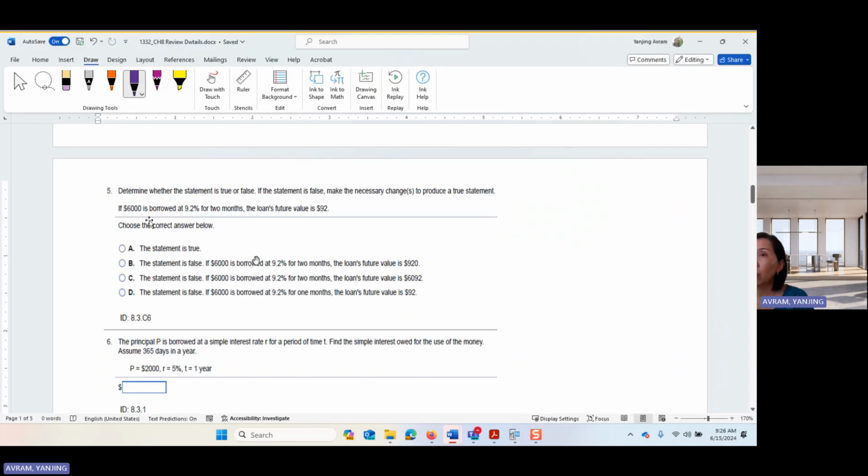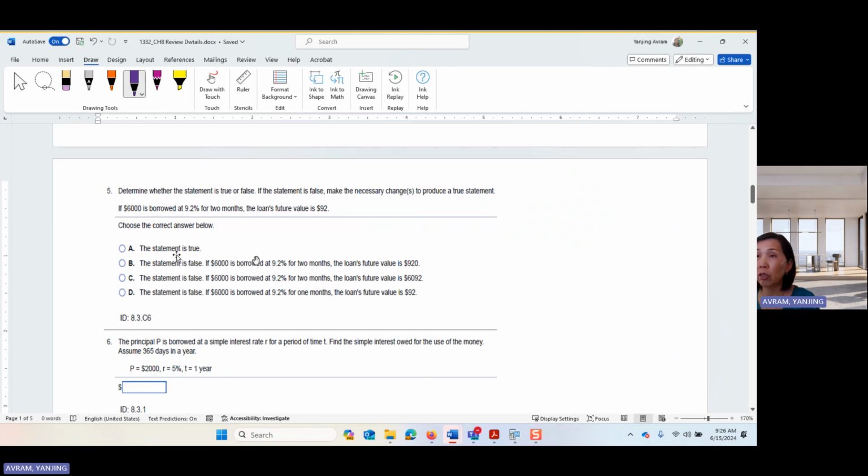Let's look at this one right here. Determine whether the statement is true or false. If the statement is false, make the necessary change to produce a true statement. In here, if 6,000 is borrowed at 9.2% for 2 months, the future loan value is $92. Well, apparently the future value should include the interest and the original amount. $92 is less than the original amount, so this one is false.